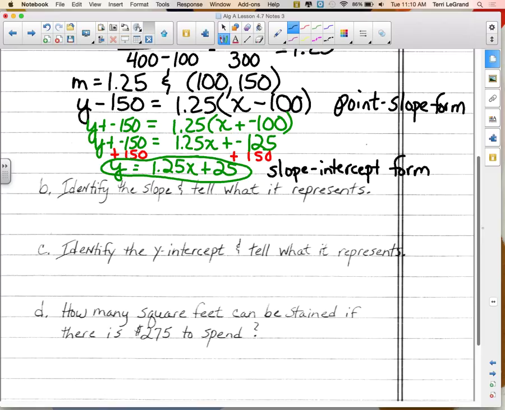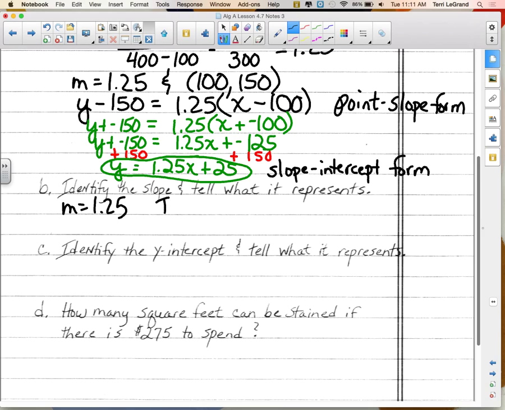Okay, identify the slope and tell what it represents. What's our slope? The cost of 1 square foot. So m is 1.25, first of all, right? And what did you say that is? So the slope represents the cost of 1 square foot, which is $1.25. Okay, there you go.